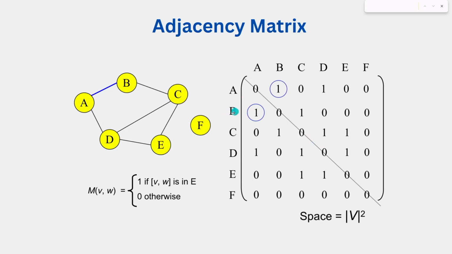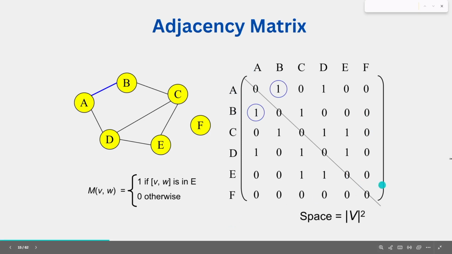Let us consider one example. Here there is an edge between A and B. Just because it is an undirected graph, this edge can be treated as an edge between A and B as well as an edge between B and A, and so you have two ones here. From A to B there is 1, from B to A there is also 1. Likewise, we have populated values for this particular matrix following this rule.